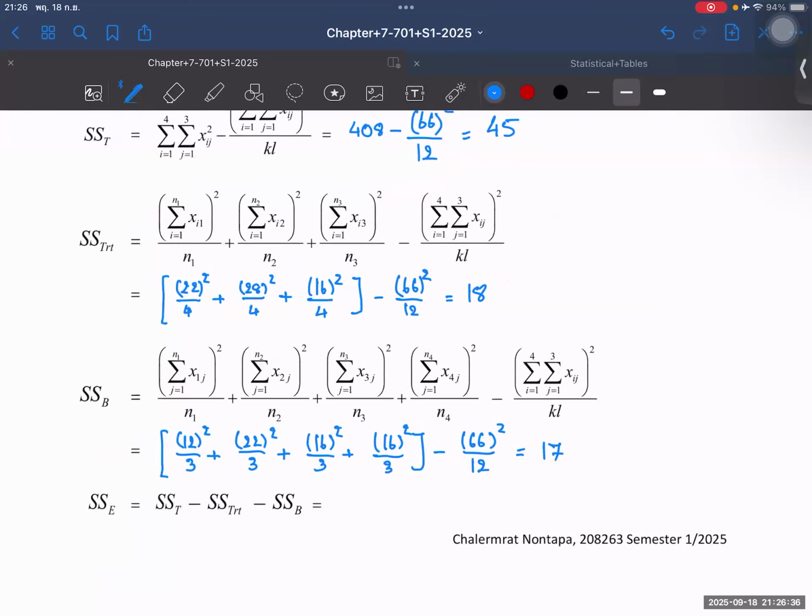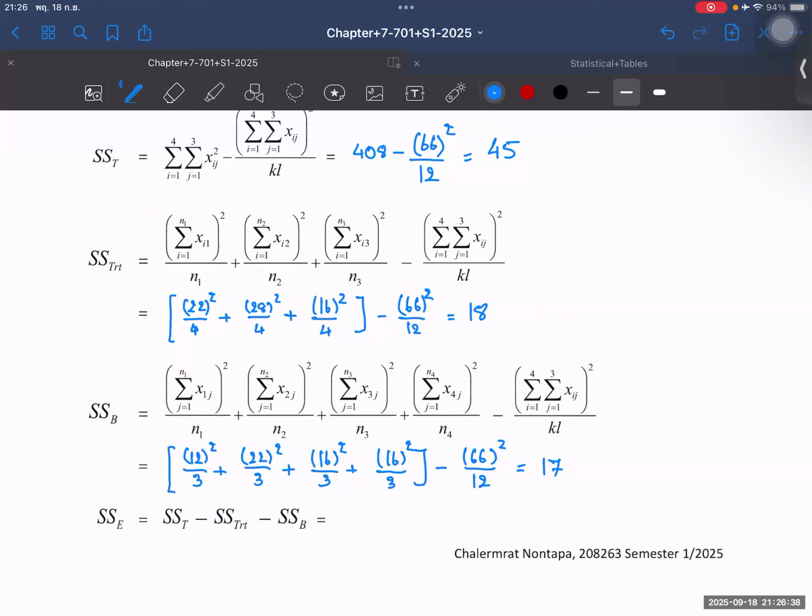So I can calculate the sum of squares error by 45 minus 18 minus 17. And I get the sum of squares error, which is number 10.